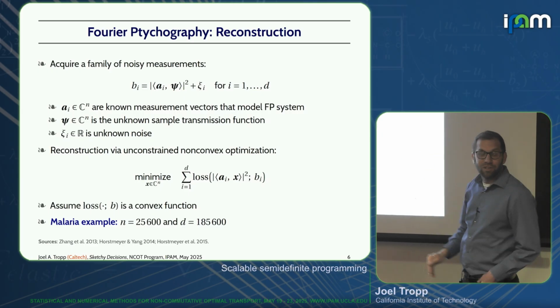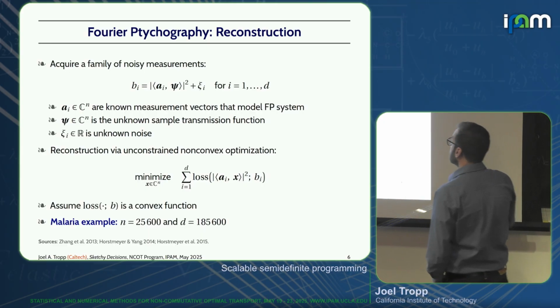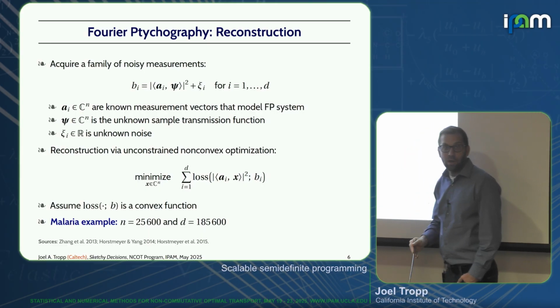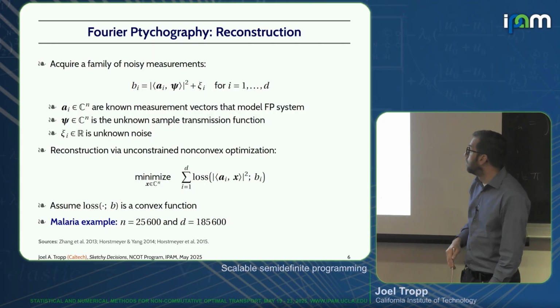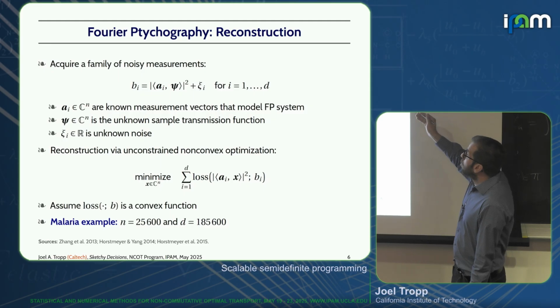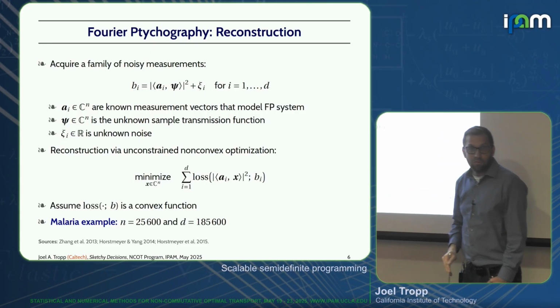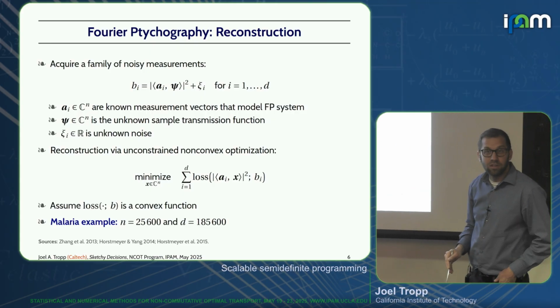And as usual, because this is a scientific instrument, there is usually noise in the measurements, which we're going to model with some unknown additive errors, c_i. Okay, good. So we collect these b_i, and our goal is, given knowledge of the a_i, and this model, to reconstruct the sample transmission function psi, including its phases.